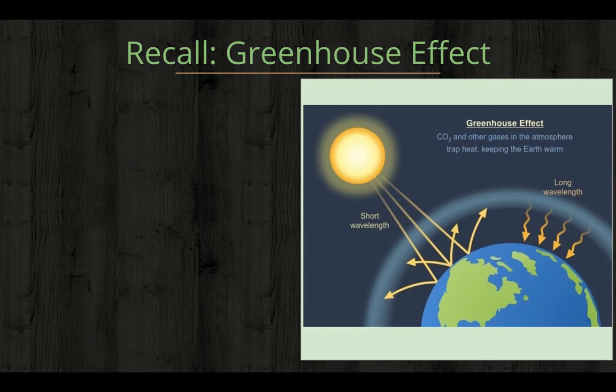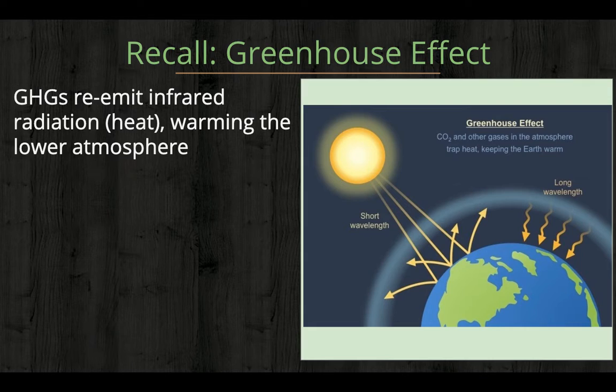So again, I'll just remind you that the greenhouse effect exists. They kind of re-emit this infrared radiation, which is heat, and long wave. Infrared is heat, that's the same thing. It's a type of long wave radiation, and that warms the part of the atmosphere we live in, which is called the troposphere.